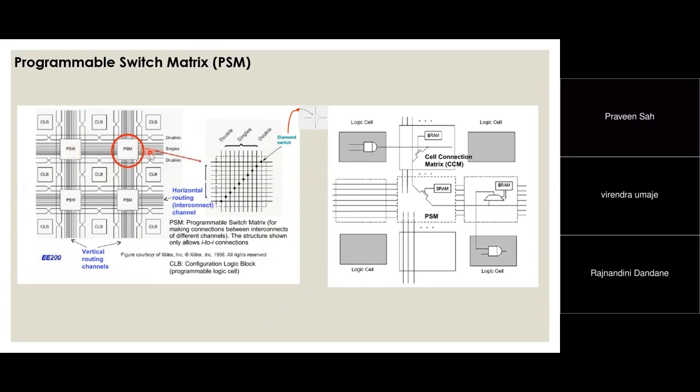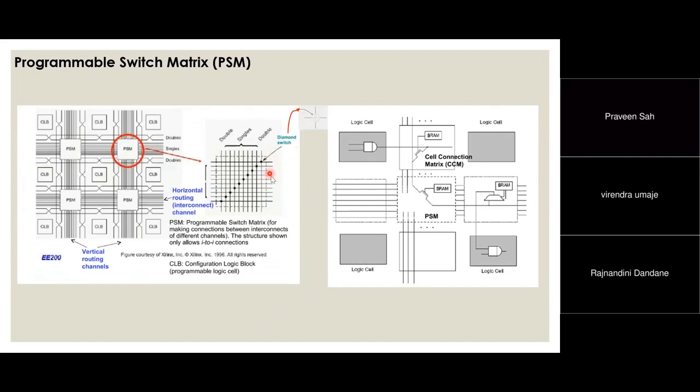If I give a more detailed view of this PSM, it looks something like this. You can see these are the single lines, and these are the double lines. Double is nothing but the differential line. There are rows and columns, and each row and column is connected through this dot. These are what we call a diamond switch. And what is the diamond switch? It looks something like this.